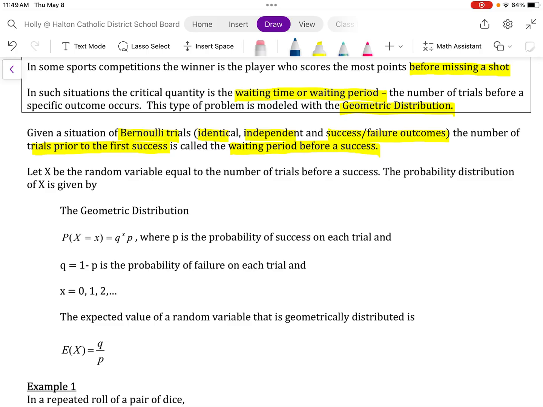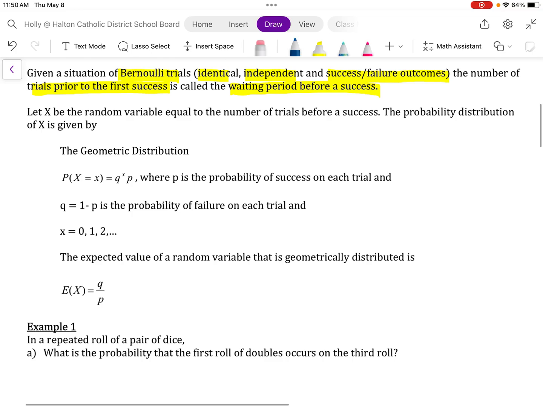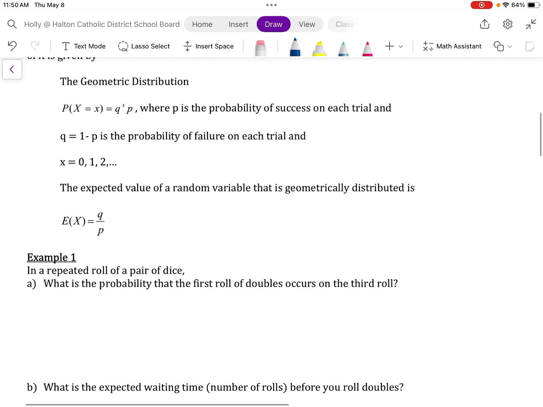So P is the probability of success on each trial, and Q would be 1 minus P, the probability of failure. And a reminder, we're looking at success, failure. So basically, if 60% was my success, then the failure rate would be 40%. Okay, it's 1 minus the 60. So x can equal 0, 1, 2. The expected value, so again, the mean here, of the random variable that is geometrically distributed is Q over P.